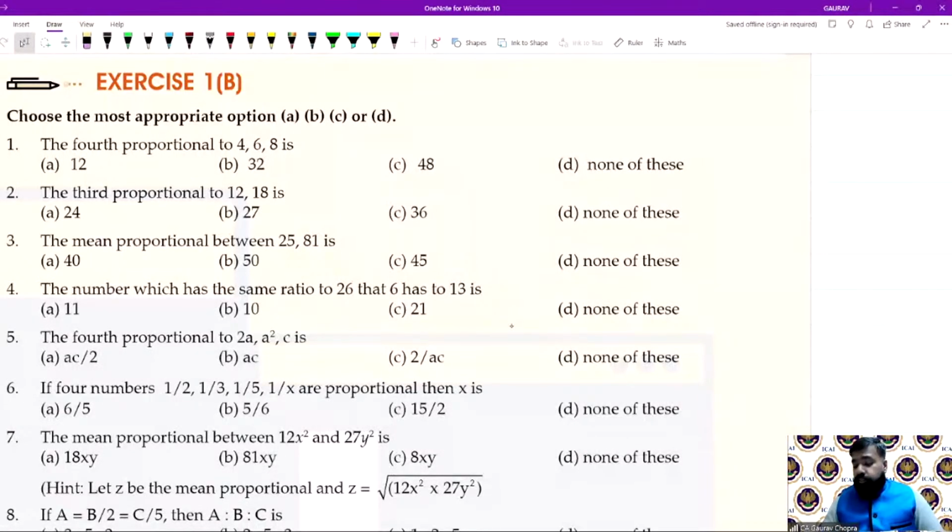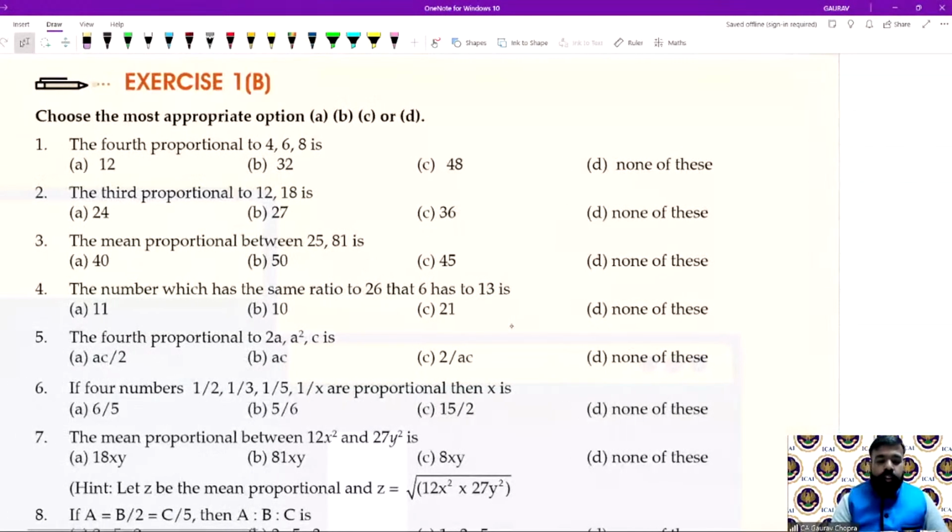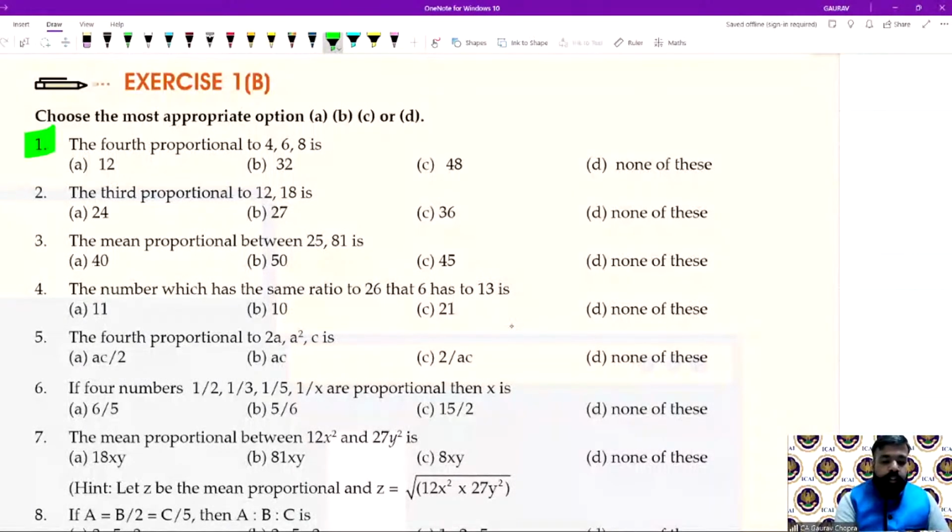So guys, welcome back. Now it's time for the exercise, that is exercise number 1B. You have to solve all the questions one by one and give the answers in the comment section. Okay, let us begin with question number 1. It is about the fourth proportional.